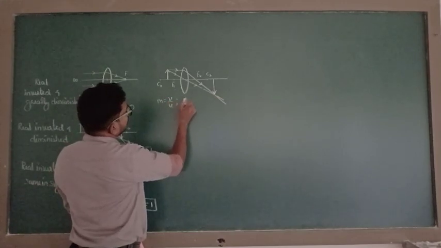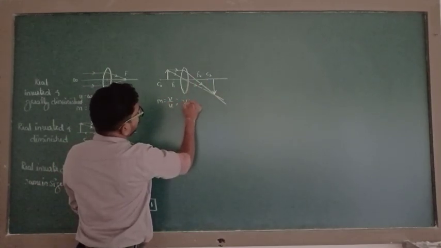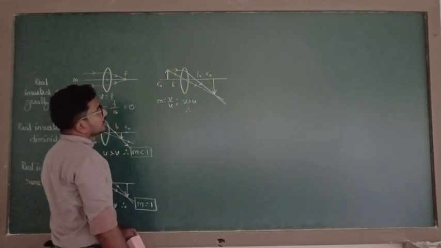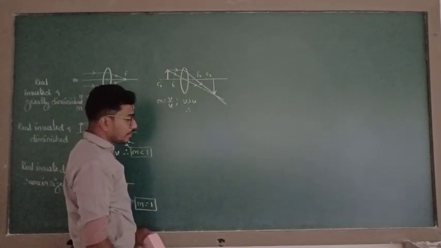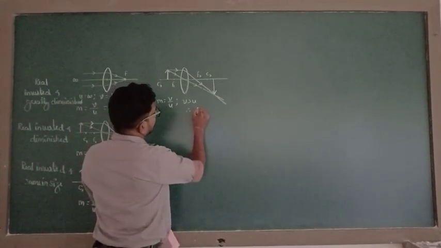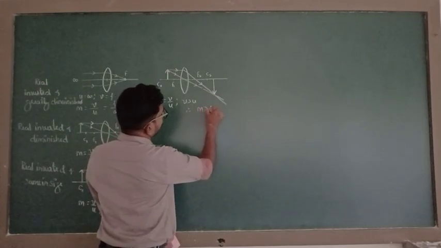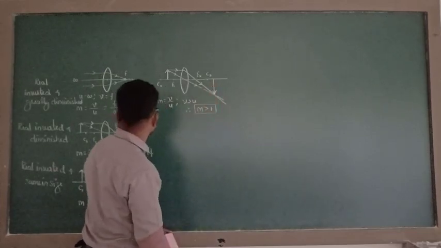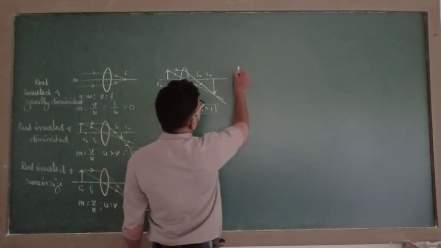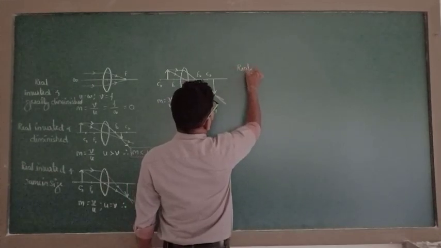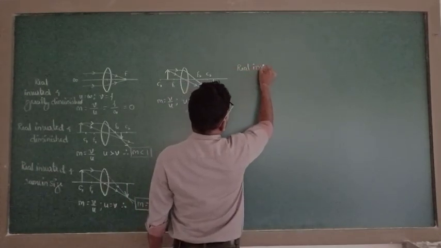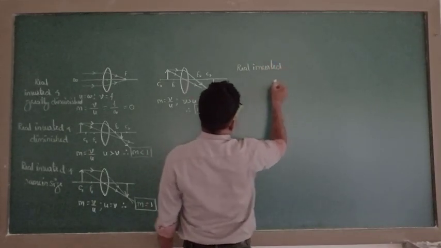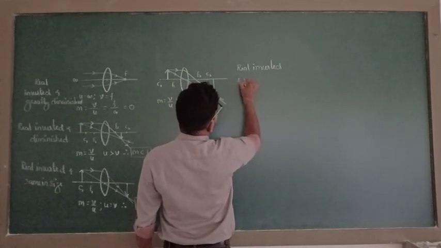Therefore, M is equal to V by U. So here V is greater than U. The numerator value is greater than the denominator value. Linear magnification is greater than 1. So greater than 1 means magnified image. So nature: real, inverted and magnified image.